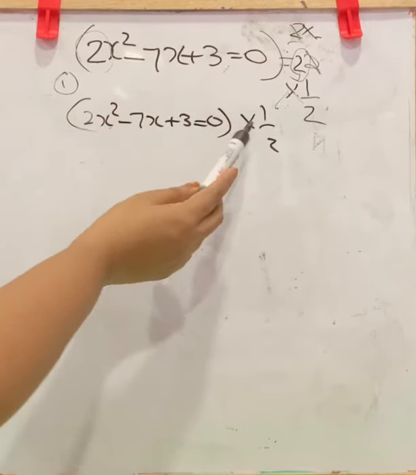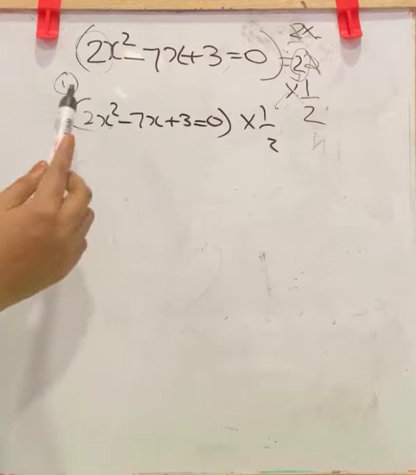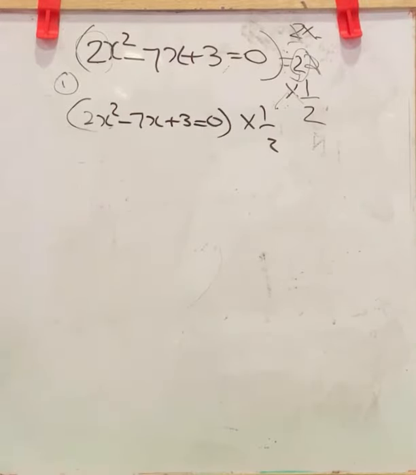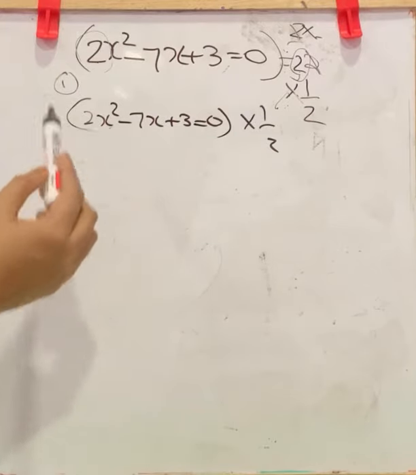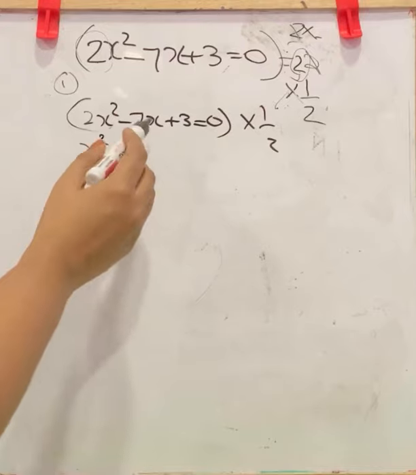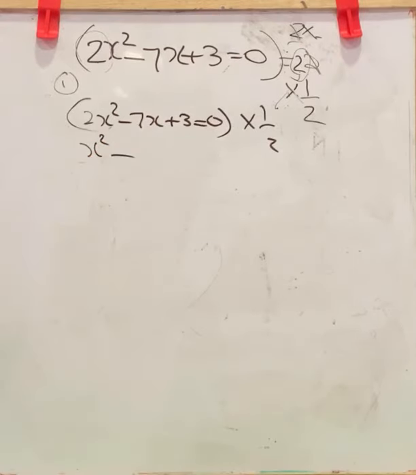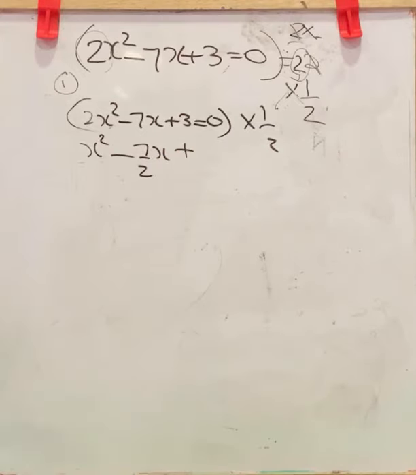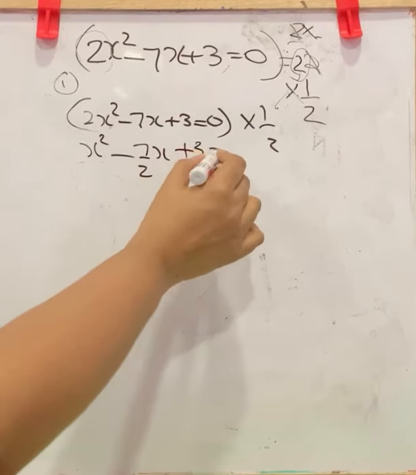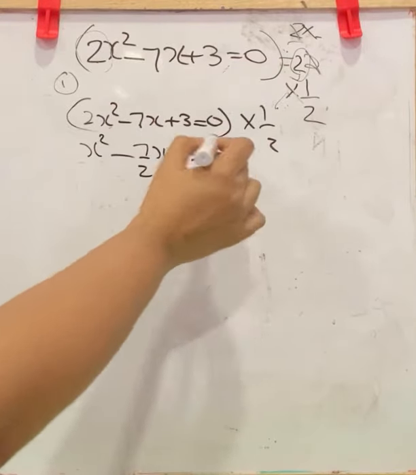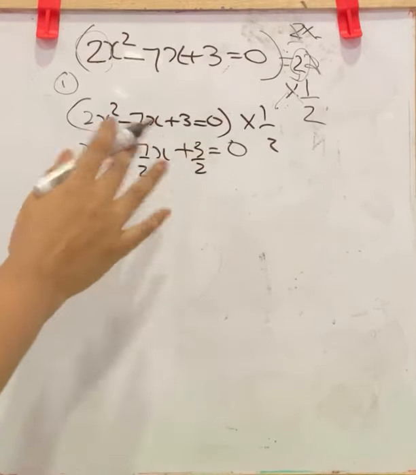Remember, if you multiply the LHS, each term, then you have to multiply the RHS also. So 1 by 2 into 2x square, 2 and 2 get cancelled, balance will be x square. Minus 7x into 1 by 2, that is 7 by 2 x. Plus 3 into 1 by 2, that is 3 by 2. Equal to 0 into 1 by 2. 0 into any number, the result will be 0. So this is the first step.